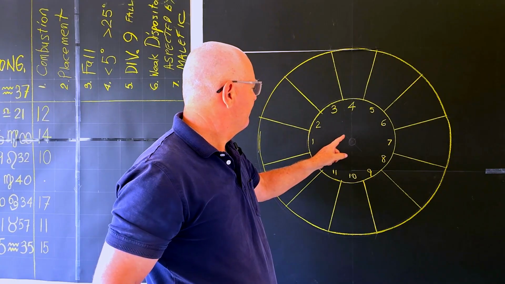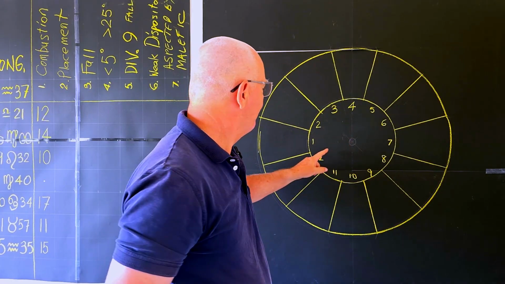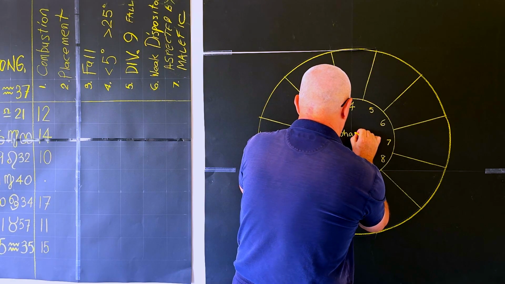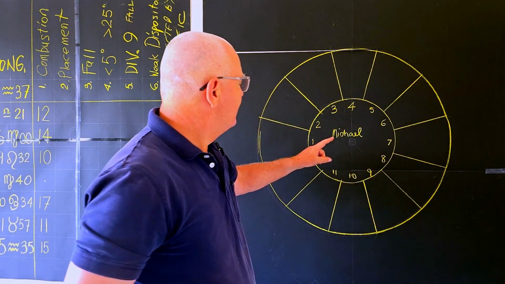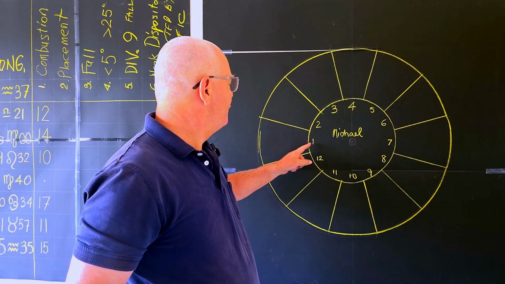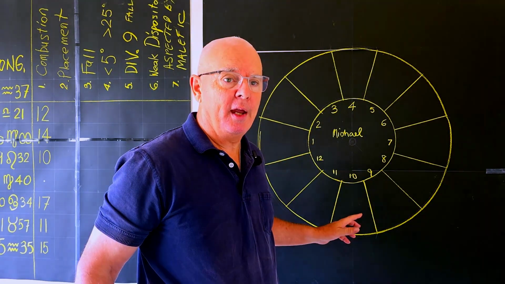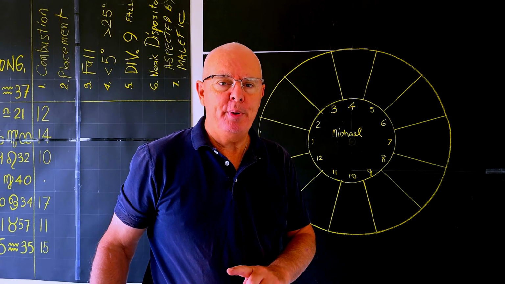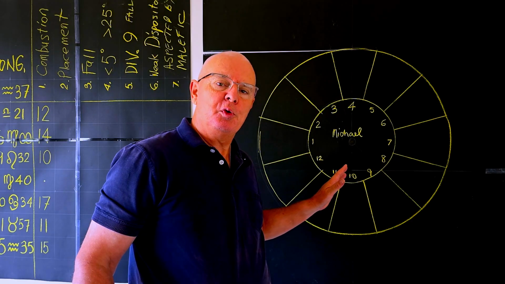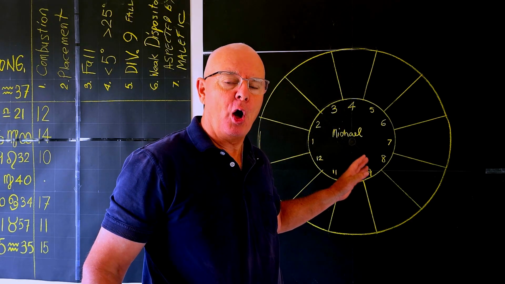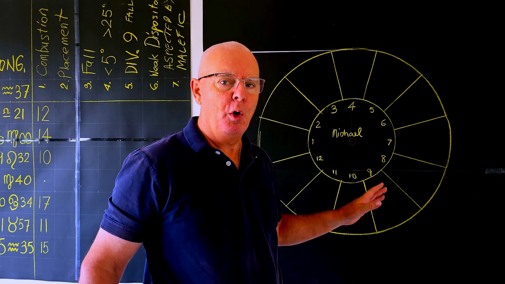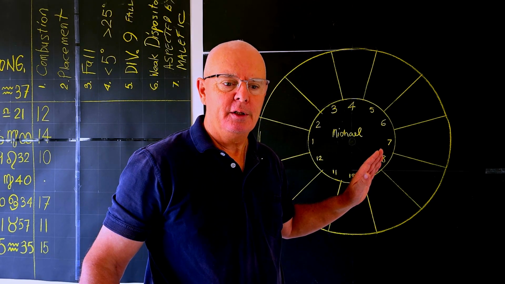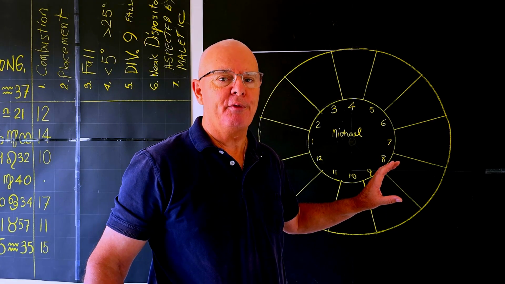So I'll put my name in the middle, hey? And my 1st house is Aquarius. That's the house with the ascendant. For the time being, you should think of this as using the whole sign system of houses. In other words, the 1st house is Aquarius, and the boundary of Aquarius is the boundary of the house.